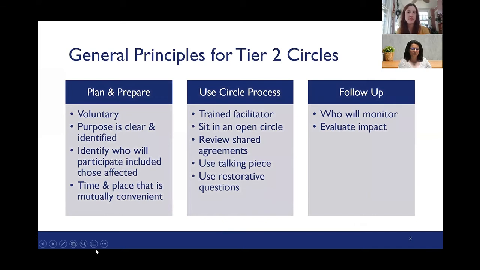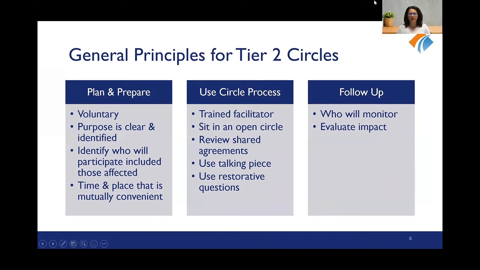Now we're going to give some examples of tier 2 practices that really utilize circle process. So these are a little more formal than the hallway chat we just described, and they do require a little bit of planning. First of all, voluntary participation of the people involved and making it clear what is the purpose of the circle. And then thinking about who's been affected, because that's what makes a circle so powerful, is when the person who caused harm is able to hear from others who they've affected and to hear how they've affected them. And then really finding a time and place that's mutually convenient.